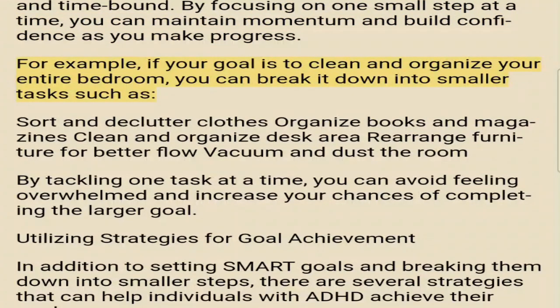For example, if your goal is to clean and organize your entire bedroom, you can break it down into smaller tasks such as sort and declutter clothes, organize books and magazines, clean and organize desk area, rearrange furniture for better flow, vacuum and dust the room. By tackling one task at a time, you can avoid feeling overwhelmed and increase your chances of completing the larger goal.